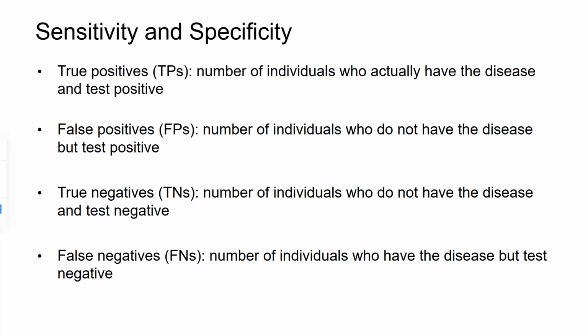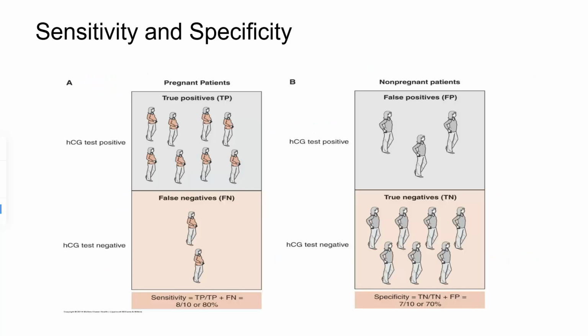True positives, the number of individuals who actually have the disease and test positive. False positives, tested positive, but do not have the disease. So true means it's correct, positive is the result. False means that it's an incorrect result and it incorrectly reported as positive. True negative means the number of individuals who do not have the disease and test negative. False negatives are the number of individuals who have the disease but test negative. And here is the HCG percent sensitivity and specificity for a particular example.